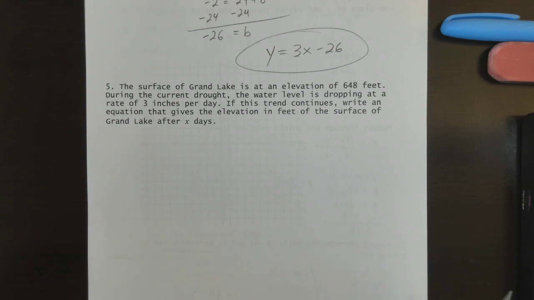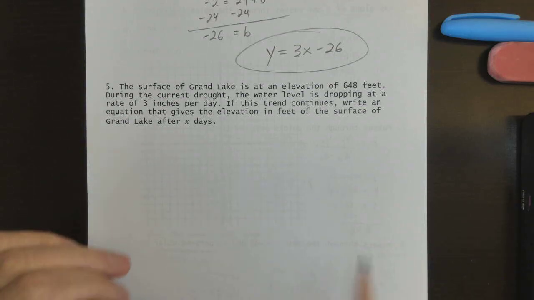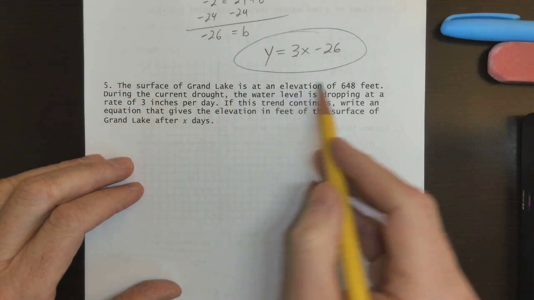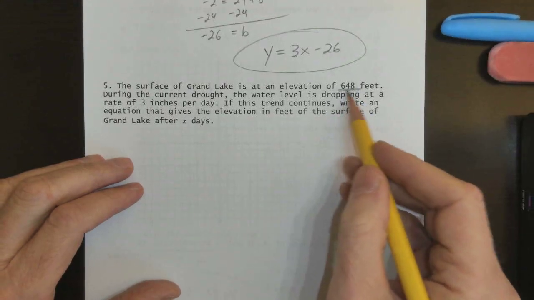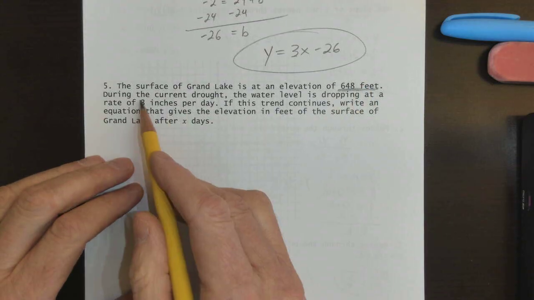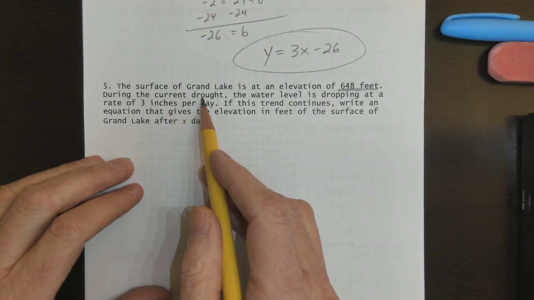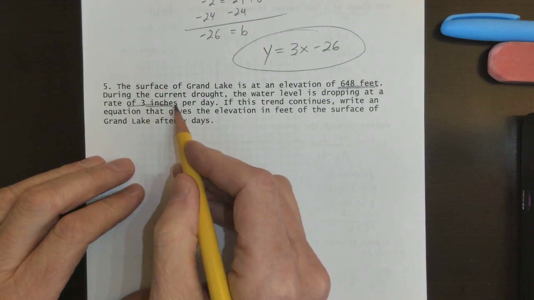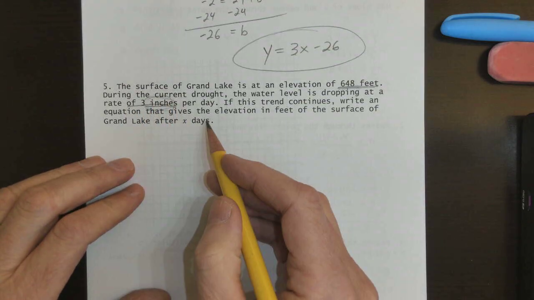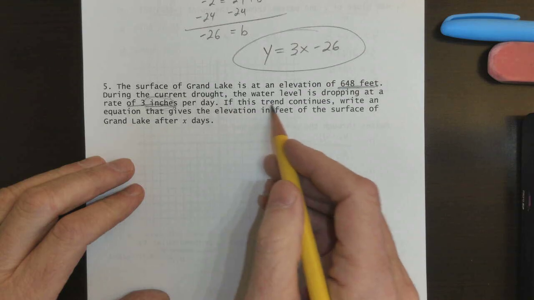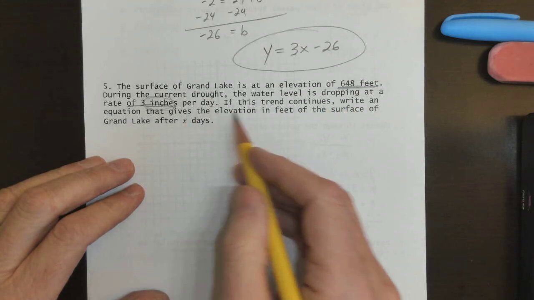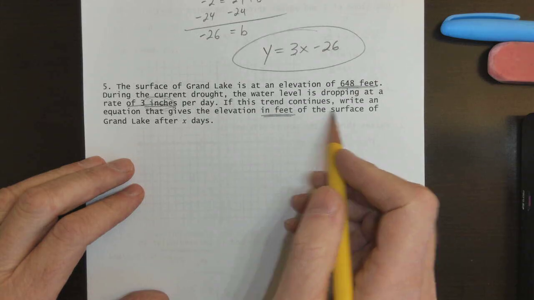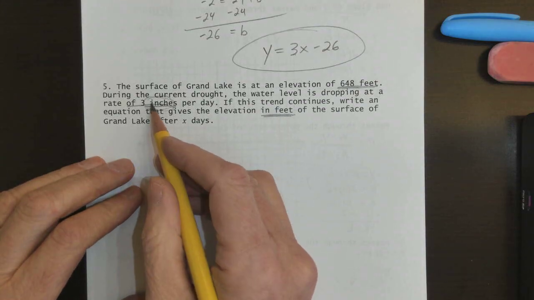Okay, the beloved story problems. The surface of Grand Lake is at an elevation of 684 feet. During the current drought, the water level is dropping at a rate of 3 inches per day. If this trend continues, write an equation that gives the elevation in feet of the surface of Grand Lake after X days.